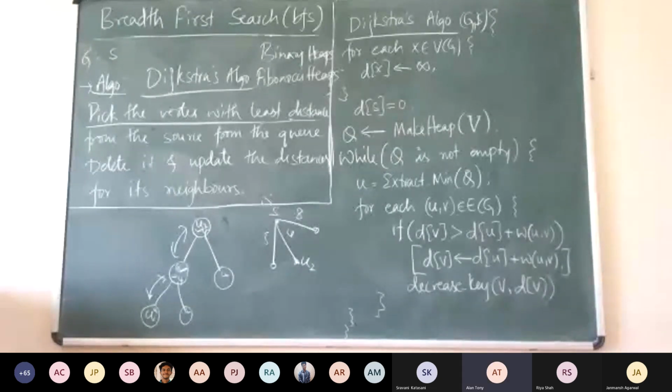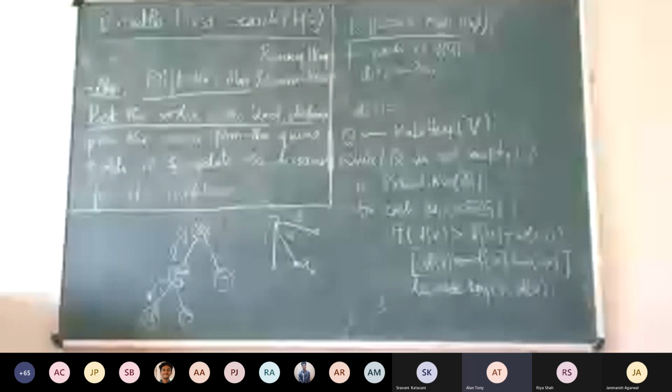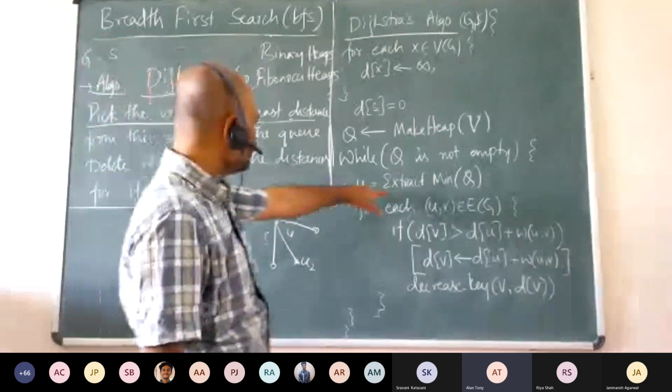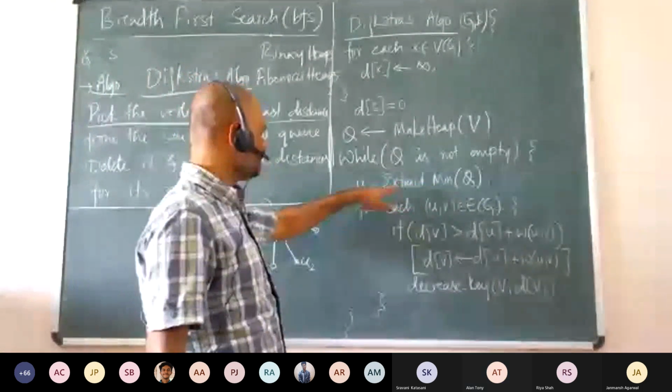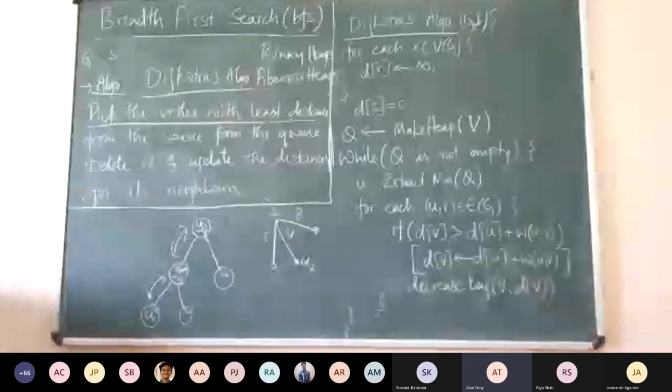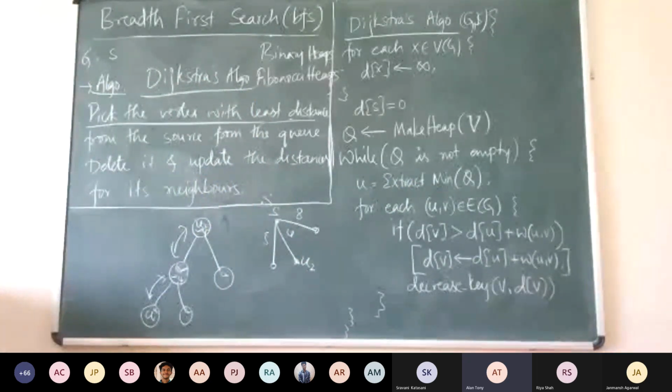In the while condition, while q is not empty, we are not removing anything, right? We are removing. When we said extract minimum, we are removing this from the queue. We removed the root. I thought the vertices were still in the heap for some reason.